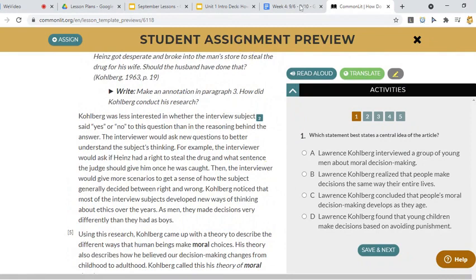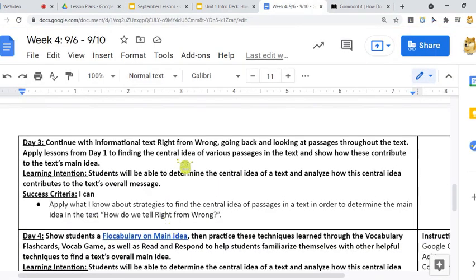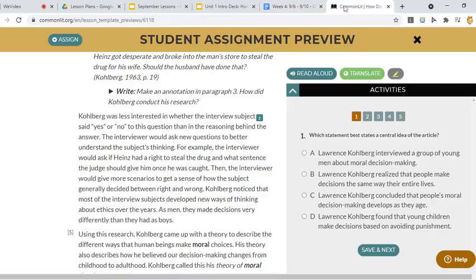And remember, once again, our goal. As we're on day 3, we're continuing this. Hopefully we'll be able to finish this passage today. We're determining the central idea of a text and analyzing how the central idea contributes to the text's overall message, which is what we're doing through annotating. It's very important, making those notes. And we'll be successful when we can apply what we know about strategies to find the central idea of passages in the text, to figure out what the main idea, how we tell right from wrong, is. We're already in the process of doing it. So we're going to continue.